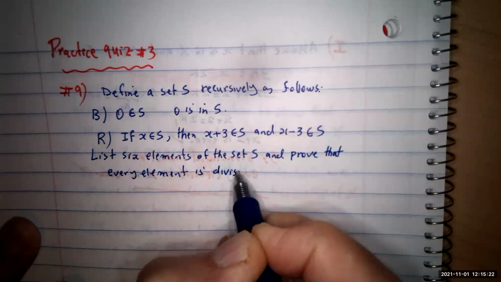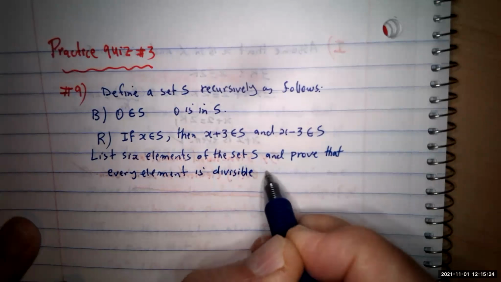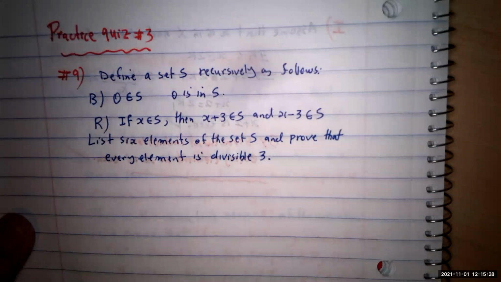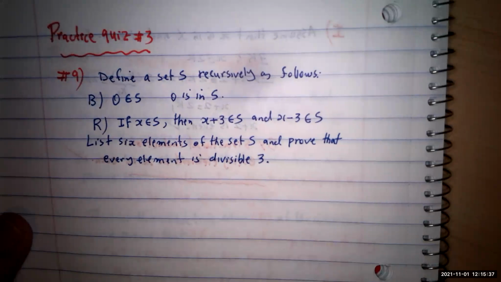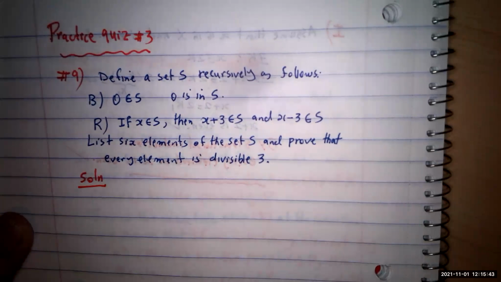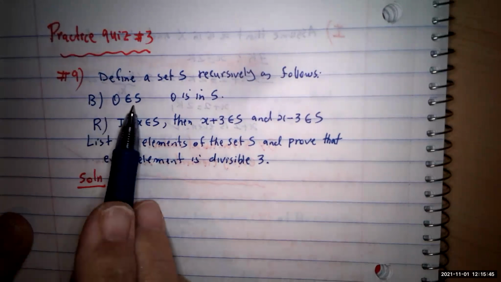Divisibility is just a popular format for these type of problems. By 3, by 5, by 2. Okay, are you ready? 6 elements. Show us 2 elements, list the others. Solution. First part. Basic. 0 is in S.